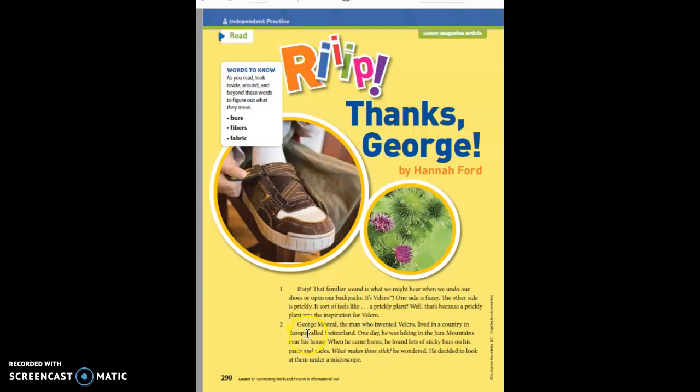Paragraph 2. George Mestral, the man who invented Velcro, lived in a country in Europe called Switzerland. One day he was hiking in the Jura Mountains near his home. When he came home, he found a lot of sticky burrs on his pants and socks. What makes these stick, he wondered. He decided to look at them under a microscope.